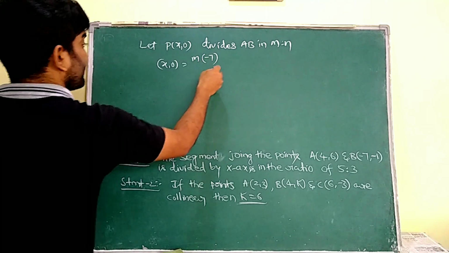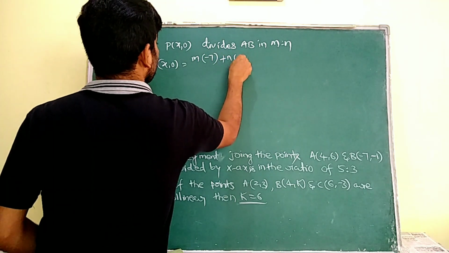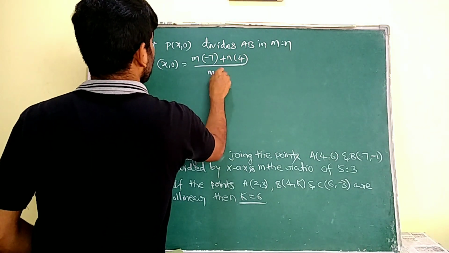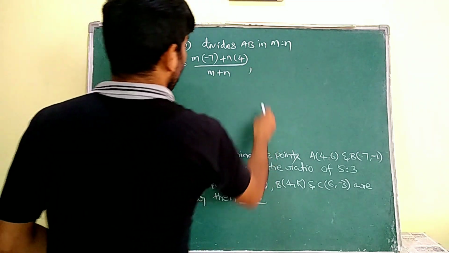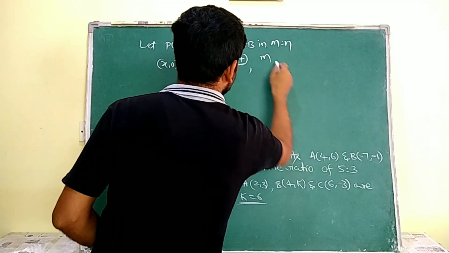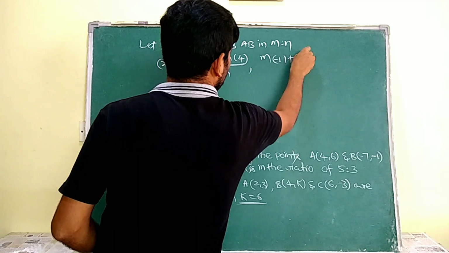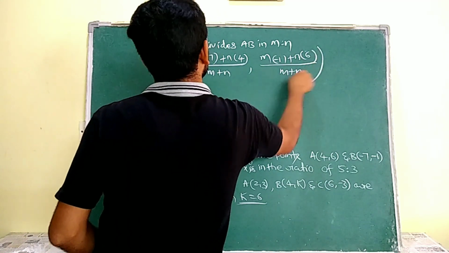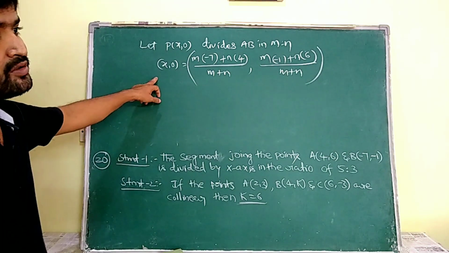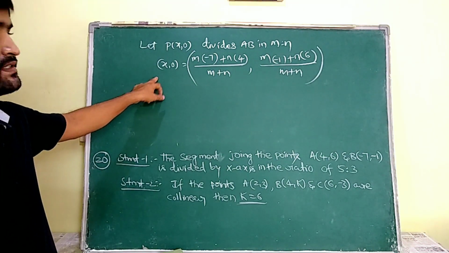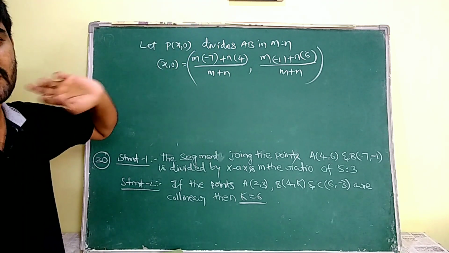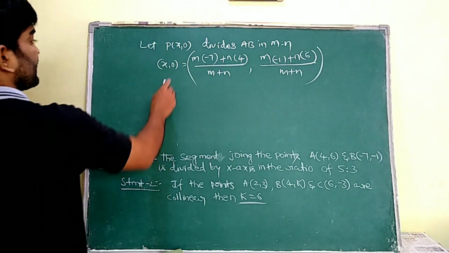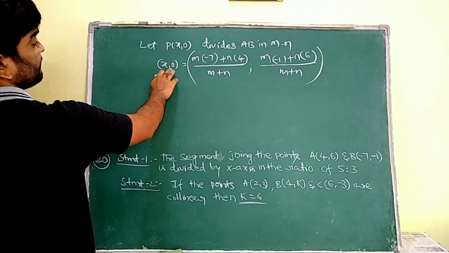That is, x comma 0 is equal to mx2, that is minus 7, plus nx1, that is 4, by m plus n, comma my2, that is minus 1, into ny1, that is 6, by m plus n. So this is the point on the x-axis which divides the line segment AB in the ratio m:n. As it is on the x-axis, it is in the form of some x value comma 0.